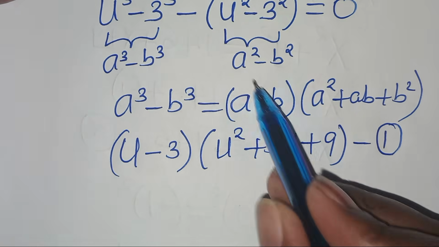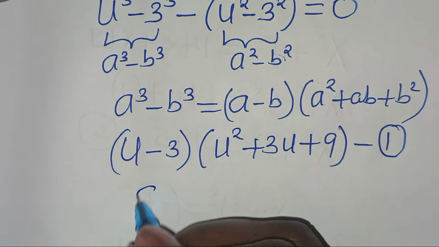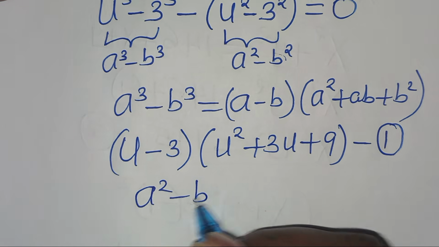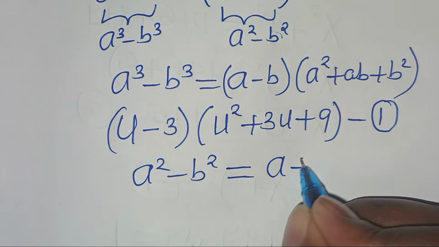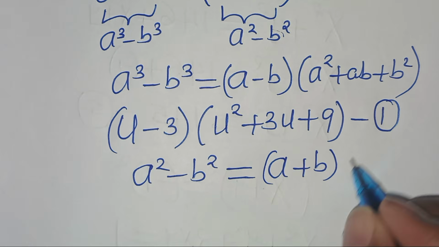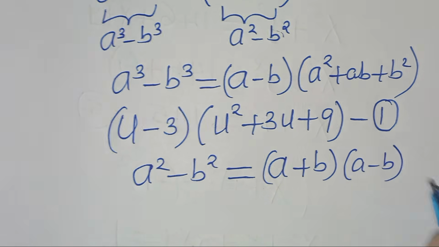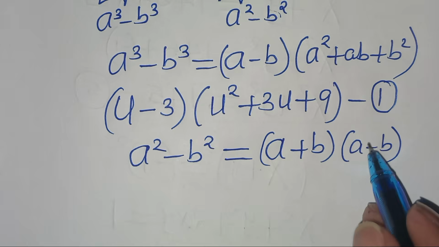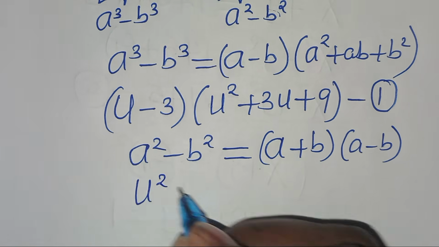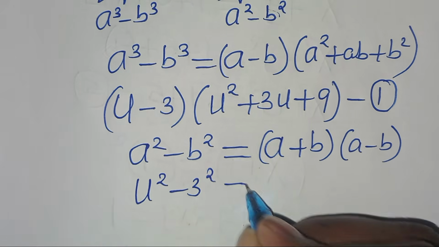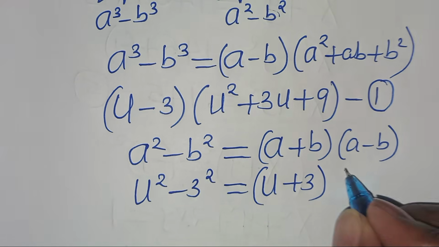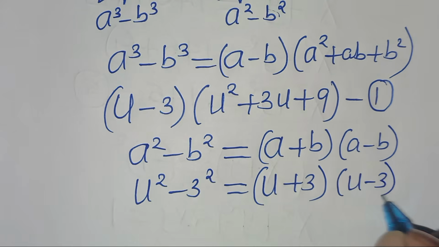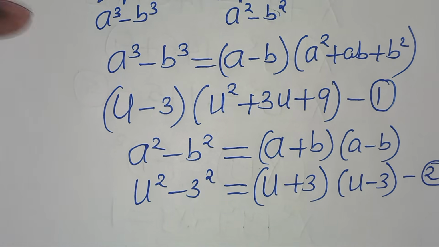And then we have the second part here. We have a squared minus b squared. This is the difference of two perfect squares expressed as a plus b multiplied by a minus b. Applying this identity, then u to the power of 2 minus 3 to the power of 2. This can be expressed as u plus 3 multiplied by u, subtract 3. Let's call this the second part.